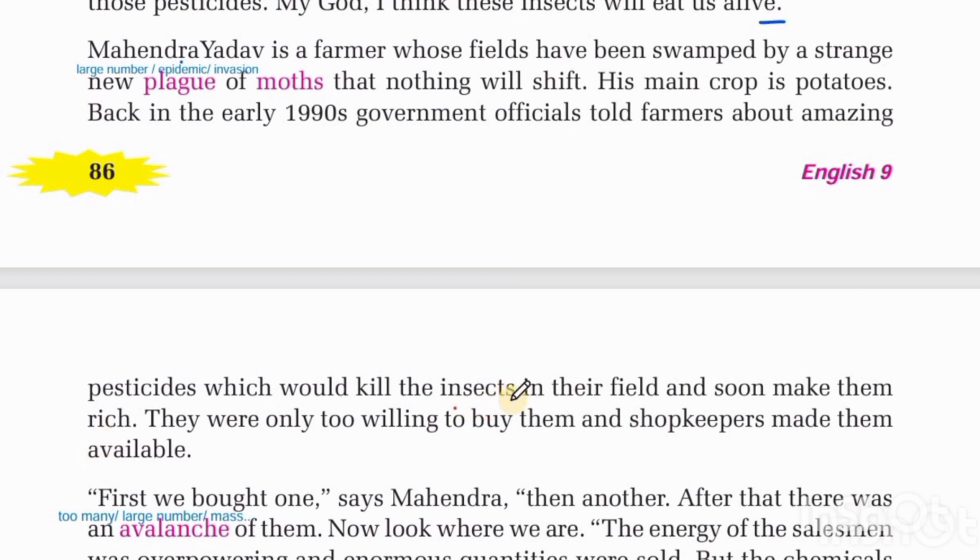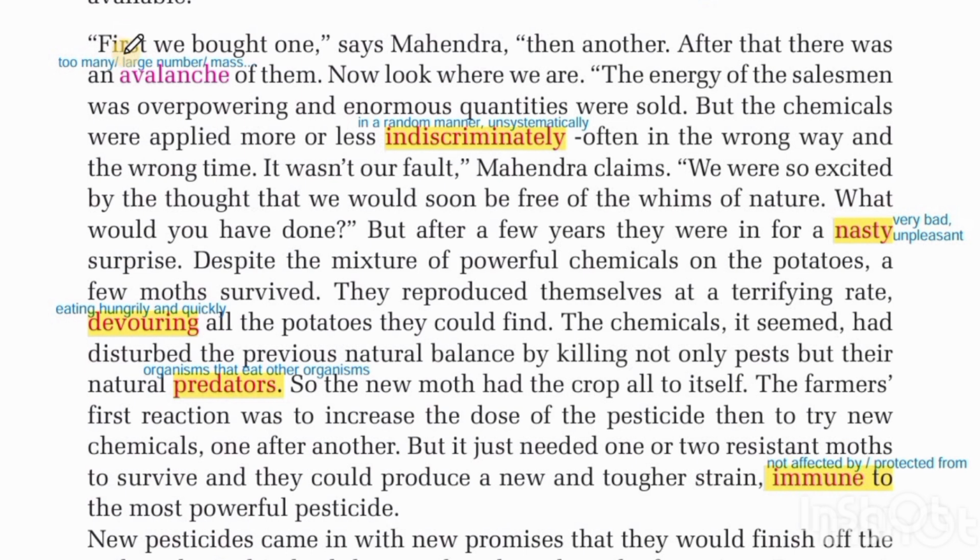To protect crops from insects, Mahendra Yadav used pesticides advised by government and shopkeepers. महेन्द्र यादवले आफ्नो बालीमा भएको इन्सेक्ट्स किराहरू मार्नका लागि गभर्नमेन्ट र दोकानीहरूको सल्लाह बमोजिम पेस्टिसाइड्स यानी कि केमिकल्सहरू दबाईहरू युज गरेको थियो. First we bought one, says Mahendra.